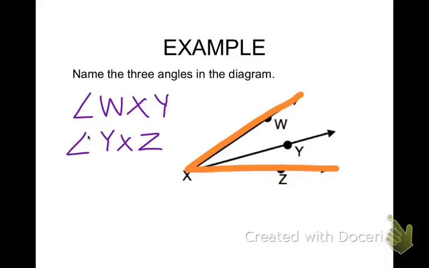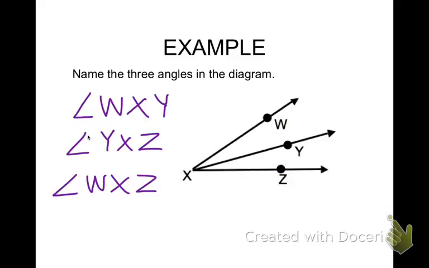What's that one going to be? Yeah, WXZ or ZXW, whichever order you want to make it. So angle WXZ. Now, if I look at this angle, don't write this, just watch. If I were to say, well, I'm going to call it angle X.